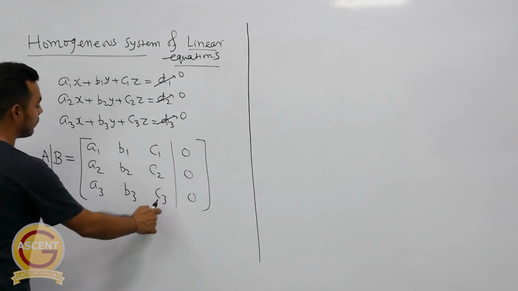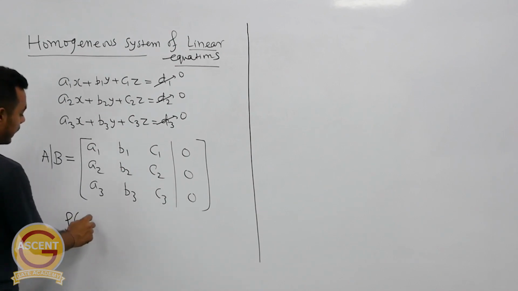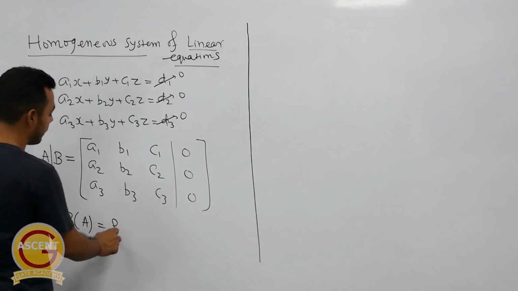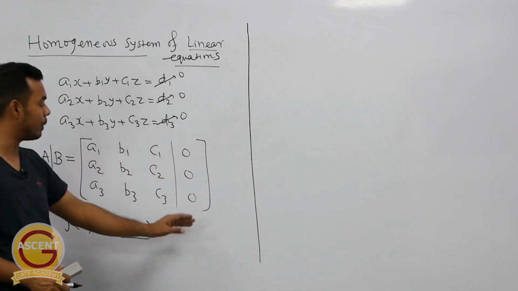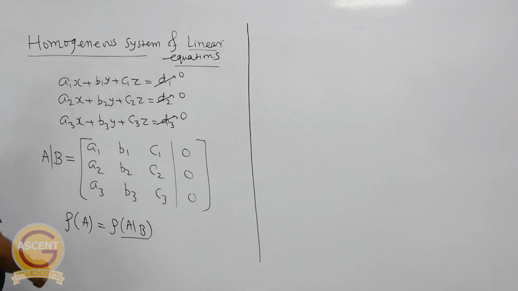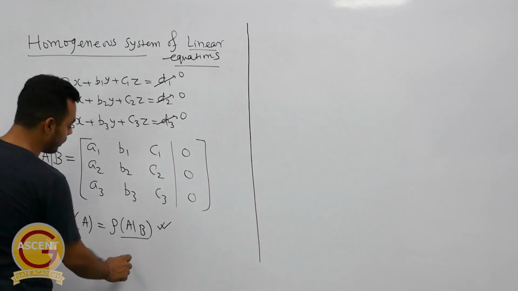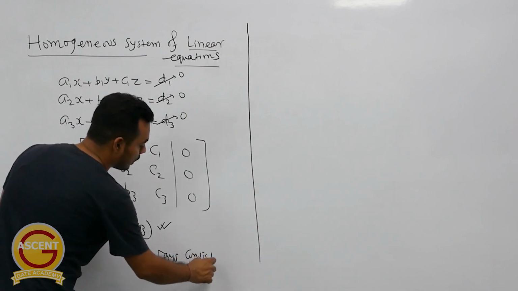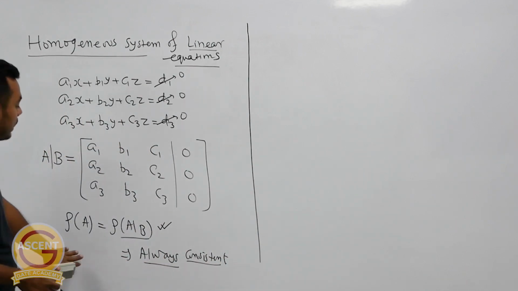Now you can easily see that for a homogeneous system of linear equations, the rank of coefficient matrix A, these first three columns, is always equal to the rank of augmented matrix A by B, because this last column is always 0. So the rank will be decided by only these first three columns. In case of a homogeneous system, this relation is always true: rank of A is always equal to rank of A by B, and this means the system is always consistent. So now we have to find the condition for consistency with unique solution and with infinite number of solutions.